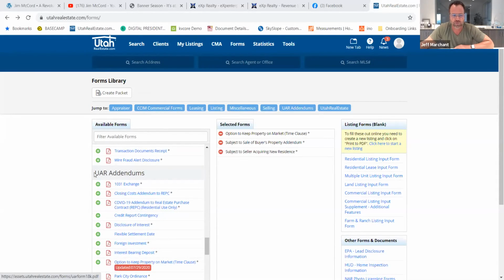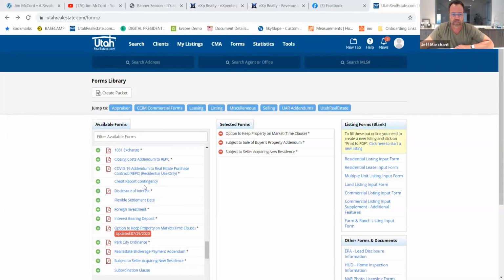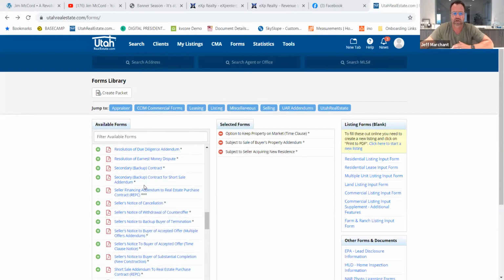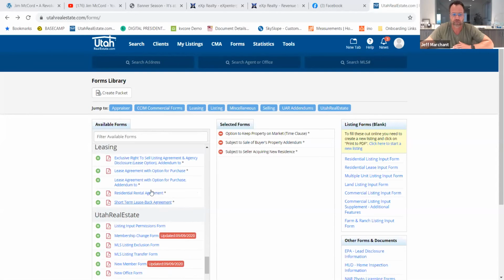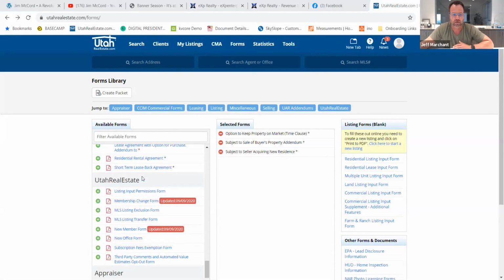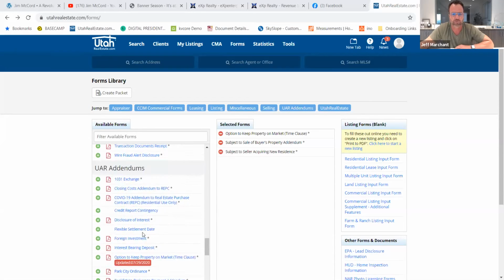Then there are some Utah Association of Realtors addendums, and these are a couple of the ones we're going to look at that come up from time to time, but they're not as standard as all of these forms in the buyer forms. And then of course there's leasing, and then some MLS board related forms.